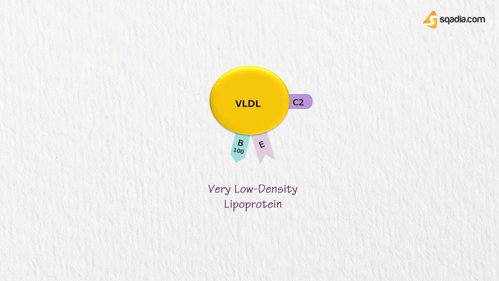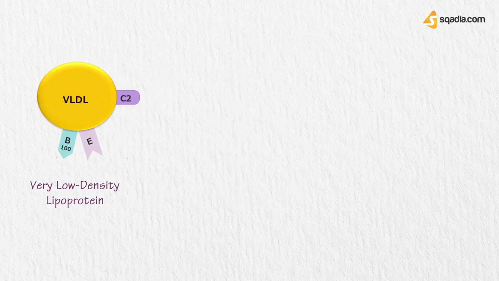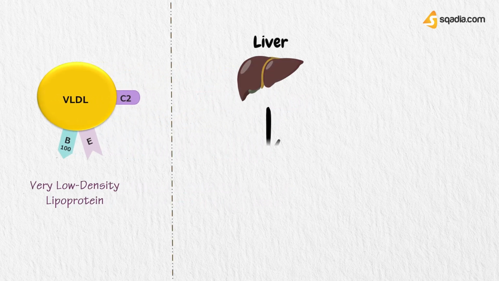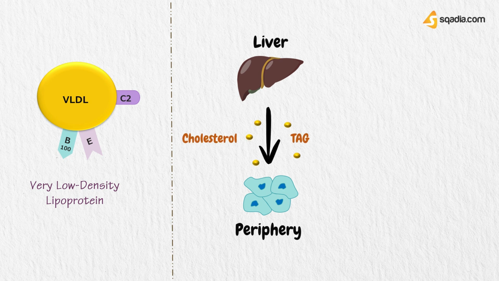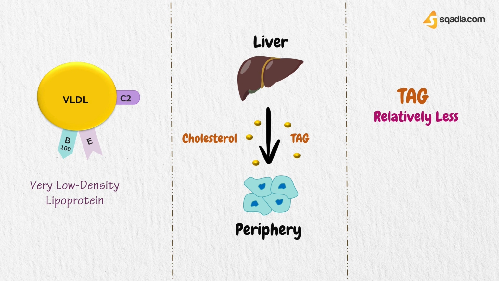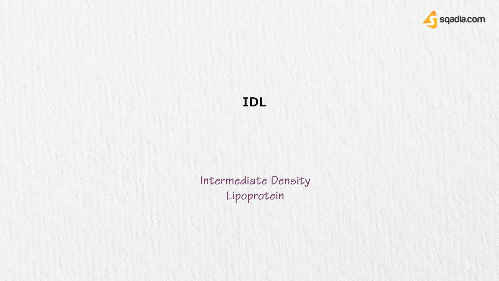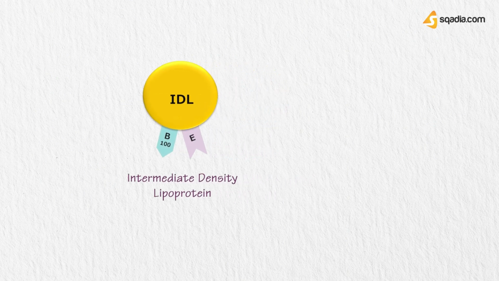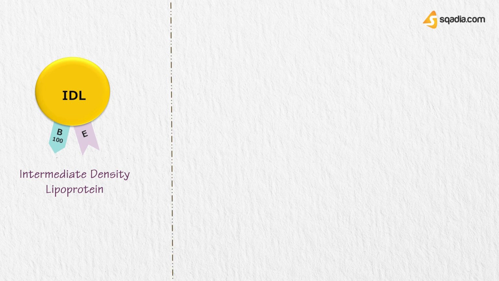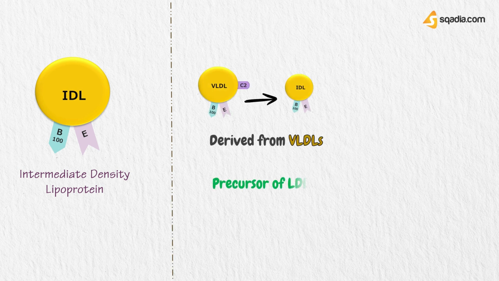Next, VLDL consists of B100, E, and C2. It is mainly found in the liver. Its main function is the forward transport of endogenous triacylglycerol and cholesterol from the liver to the periphery. The level of TAG is relatively less in VLDL. It is 65%. Next is IDL. It has B100 and E. It is basically derived from VLDL. It is used as a precursor of LDL.